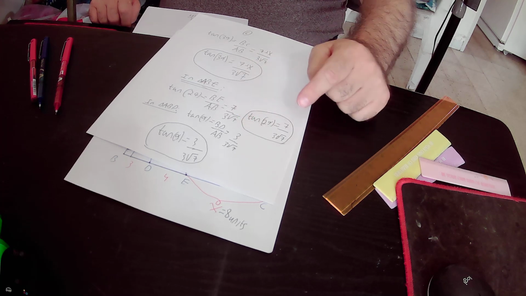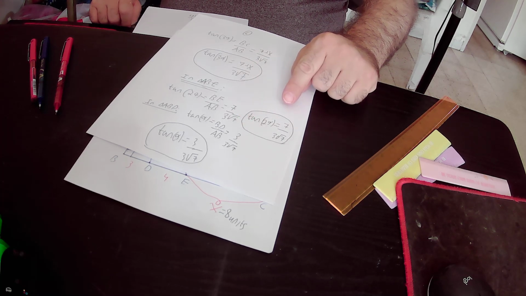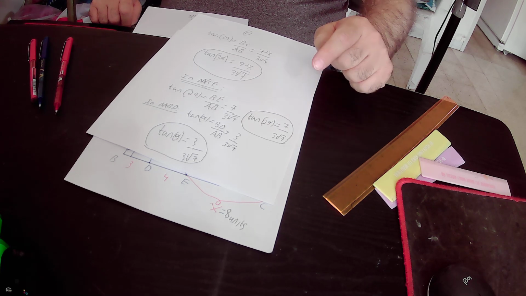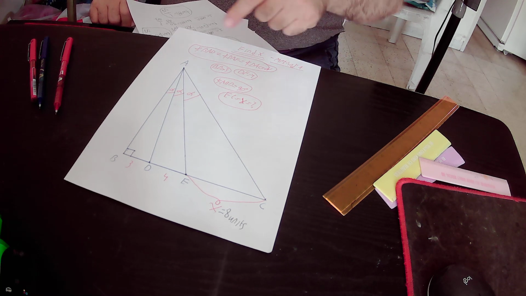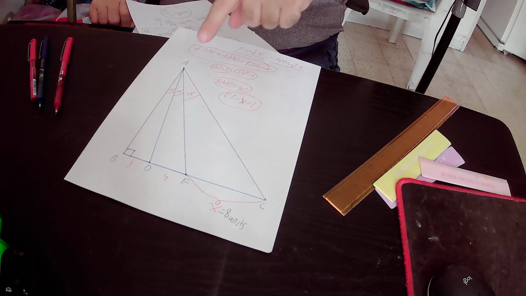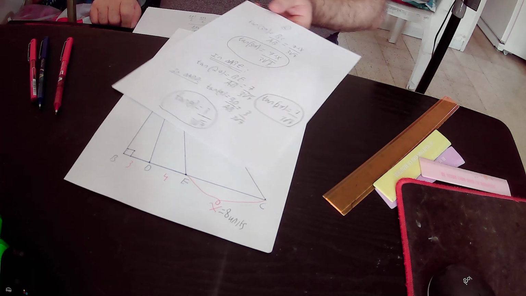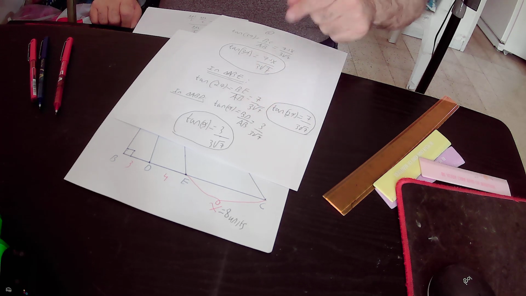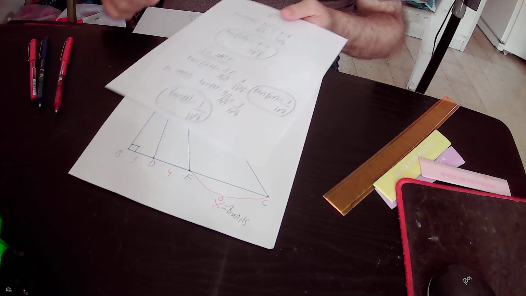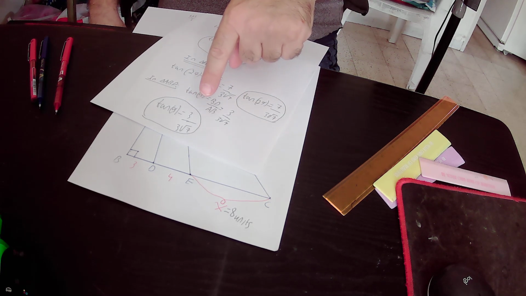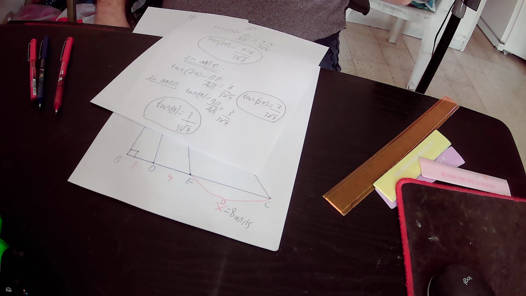So in total, we got that tangent 2 alpha equals 7 over 3 times root 7. Then we focused on the right triangle ABD. In the right triangle ABD, we know that tangent alpha equals BD over AB. We know that BD equals 3 units and AB equals 3 times root 7. So in total we got that tangent alpha equals 3 over 3 times root 7. So we found out the values of tangent alpha, tangent 2 alpha and tangent 3 alpha.